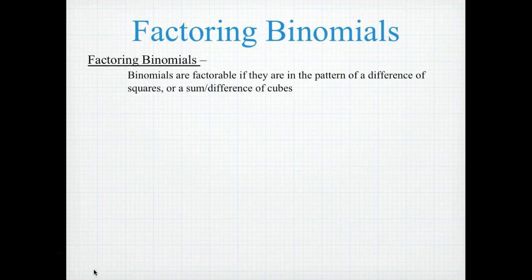Next, we're going to factor binomials. Binomials are factorable if they are in the pattern of a difference of squares or a sum or difference of cubes. But those are the only factoring techniques we have for binomials.